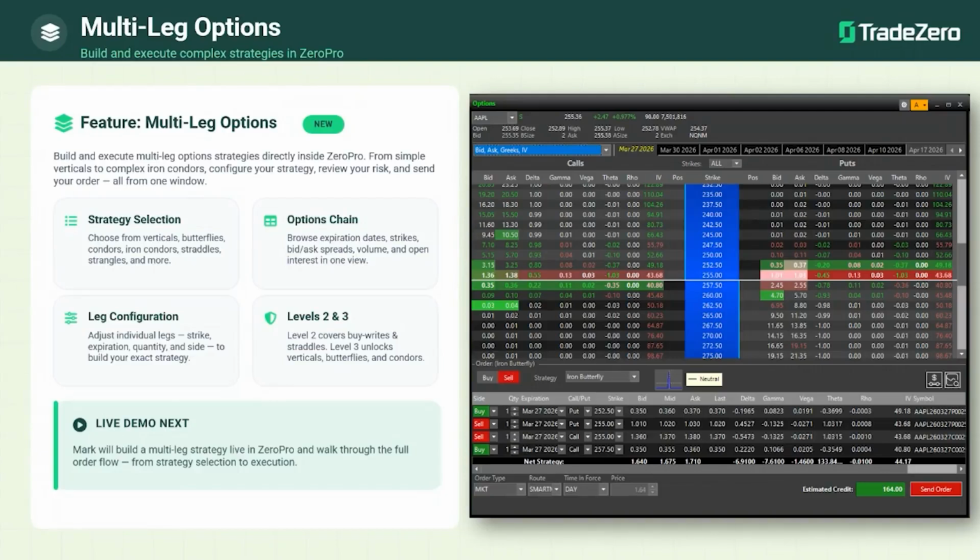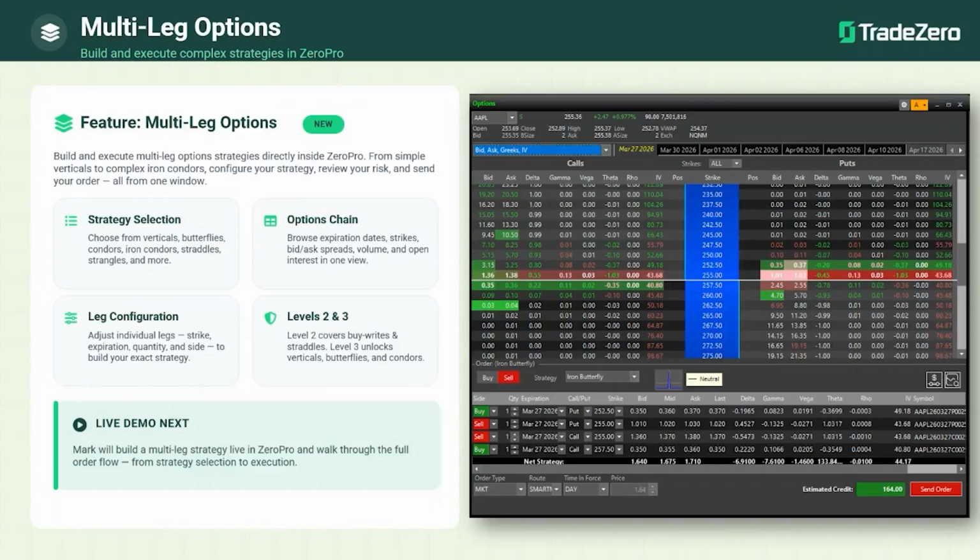But just to cover some key functionality within multi-leg options of Zero Pro, here's the options chain we all know and love. Strategy selection, you can select between your single legs, your verticals, butterflies, condors, and then the iron versions or the iron variants of those strategies. So the iron butterfly, the iron condor, the straddle, the strangle, etc., right? And we're going to talk about setting up a single, setting up a strangle, and then also an iron condor later on in a demo.